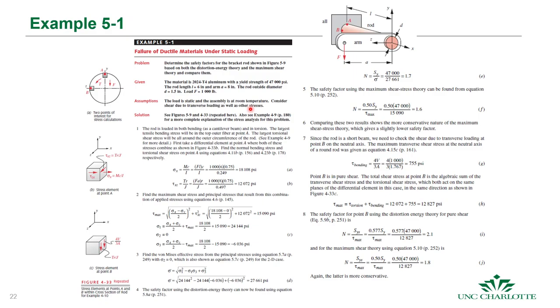So this is an example that we will walk through. This is example 5.1 from your book. So we'll transition over to smooth draw, and I'll walk you through this.